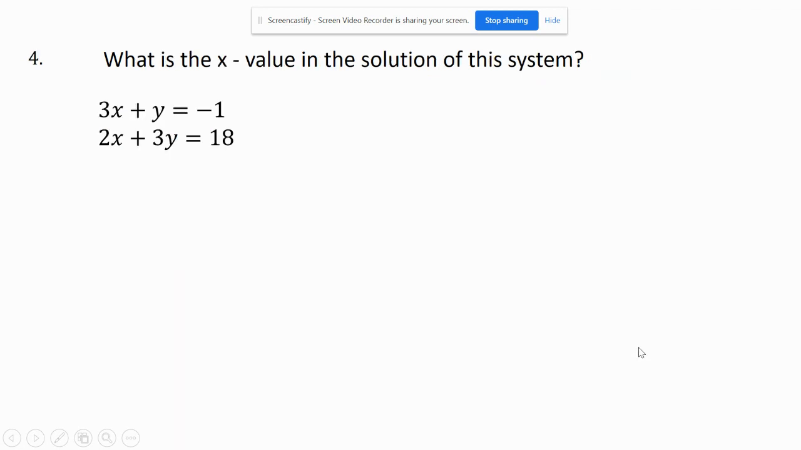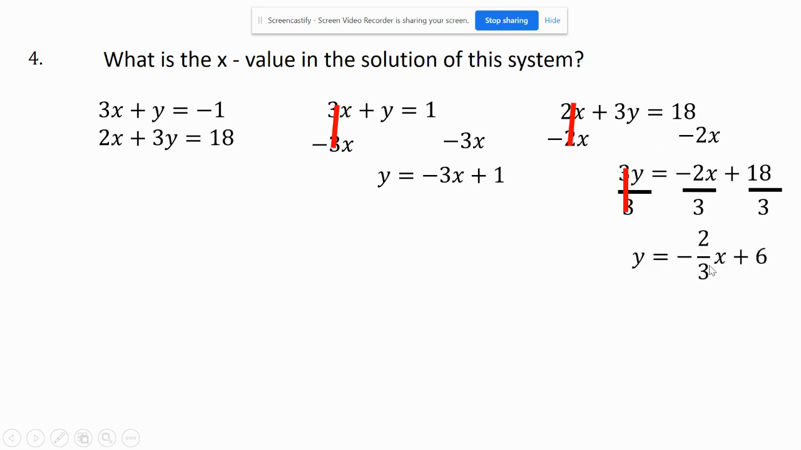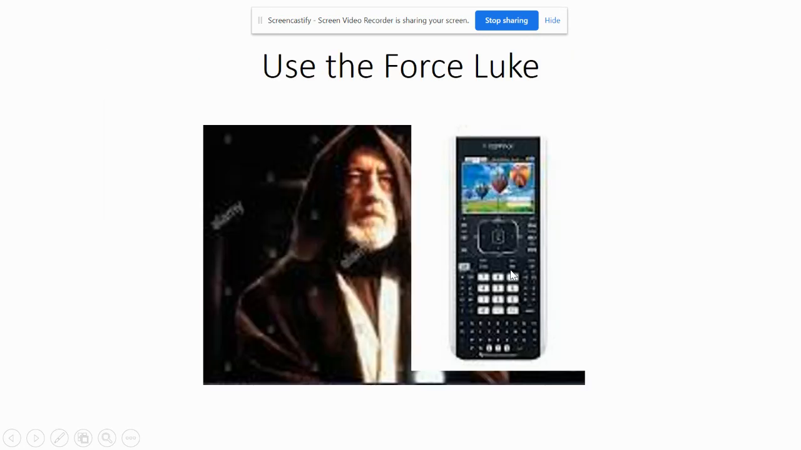We have another system here where you can use elimination. I might do that by negative 3, but I think I went with substitution just to show something different. I got the y by itself by simply moving the 3x to the other side. And then you take this equation and substitute it into the other one. Actually, I don't know what I did here. Take this 2x, subtract 2x from each side, divide by 3. So I get y equals negative 2/3 x plus 6.